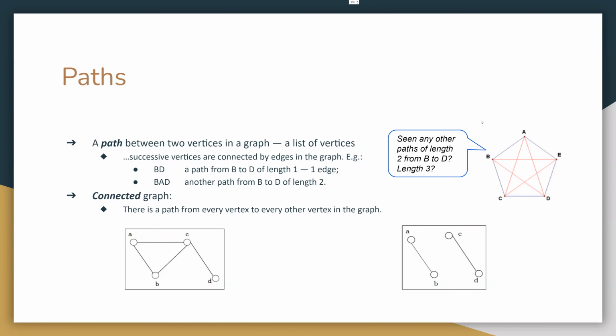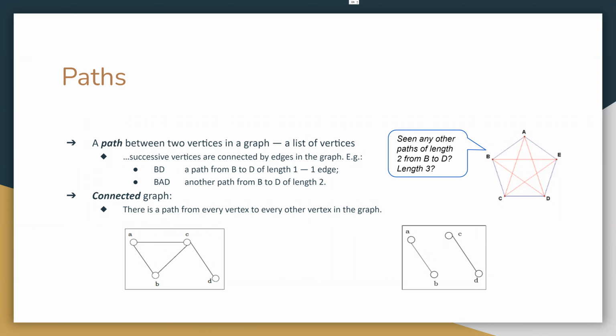Okay, in this graph, do we see how many paths of length 2 from B to D? From B to D. Length 2. Length 3, sorry. Where's length? Wait, what did I say? See any other path of length 2 from B to D?